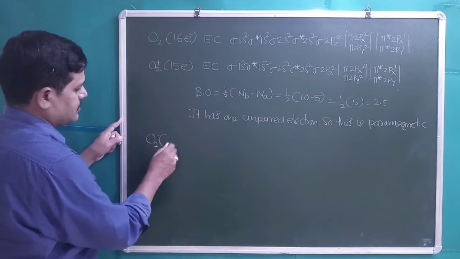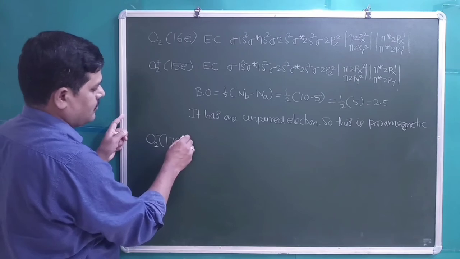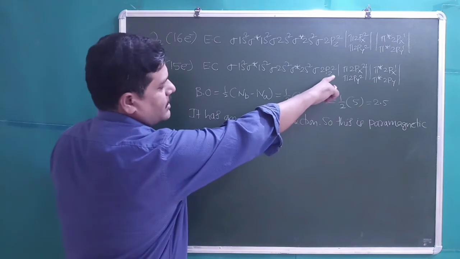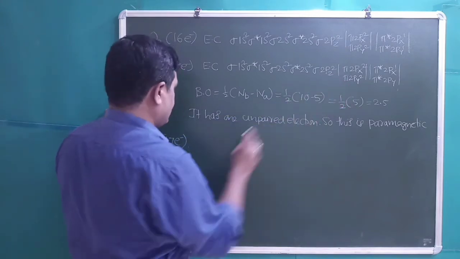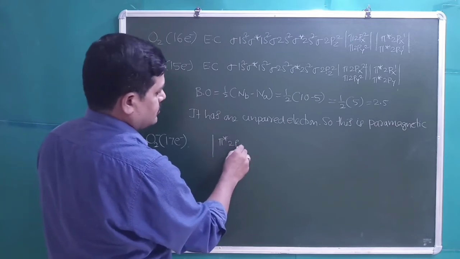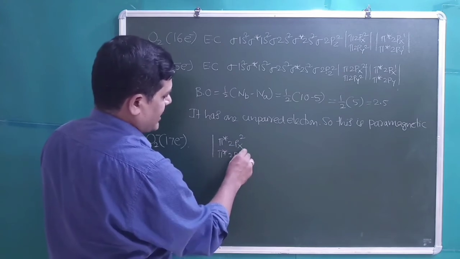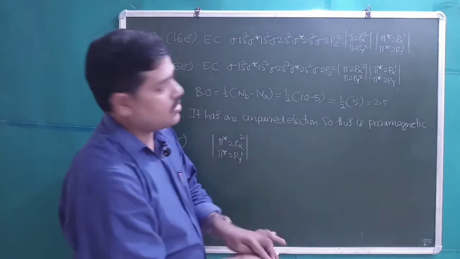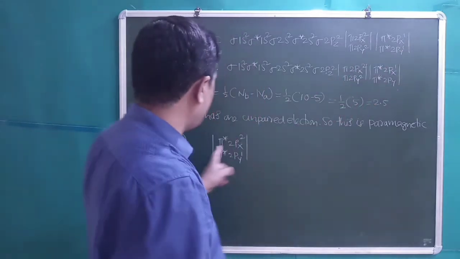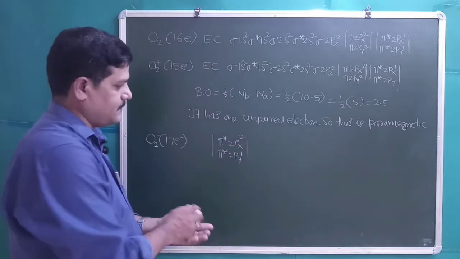O2 minus. O2 has 16 electrons. When it has a minus charge, it has one extra electron, so 17 electrons are present. I am writing the outermost electronic configuration. Up to this it is common. So pi star 2px2, pi star 2py1. In the oxygen electronic configuration, pi star 2px1, pi star 2py1. One more electron is added, that is present in the pi star 2px orbital.